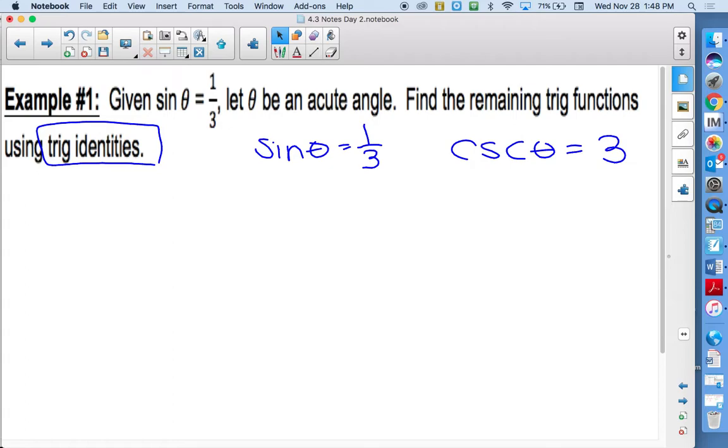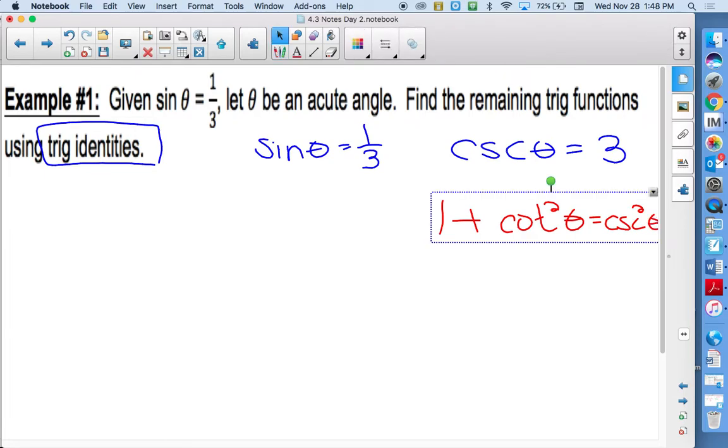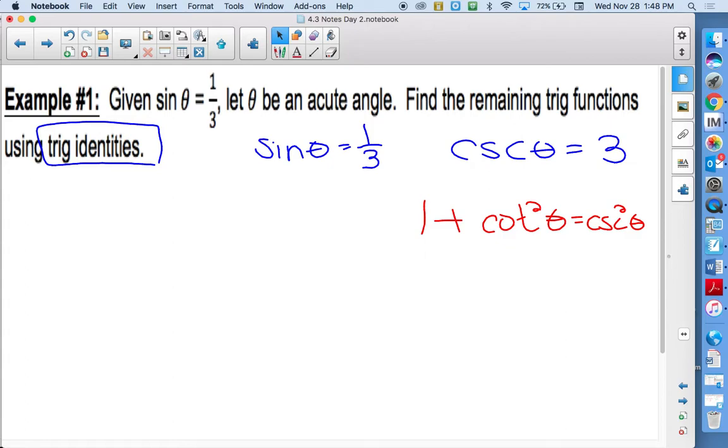Brandon? 1 plus cotangent squared equals cosecant squared. Okay, so he said 1 plus the cotangent squared is equal to the cosecant squared. Which one of those pieces can you fill in for? The cosecant squared, you can put that in for 9. Yeah, so the cosecant squared, well, we know cosecant is 3, so you can replace cosecant with 3 and square that number because it's cosecant squared, so that becomes a 9.